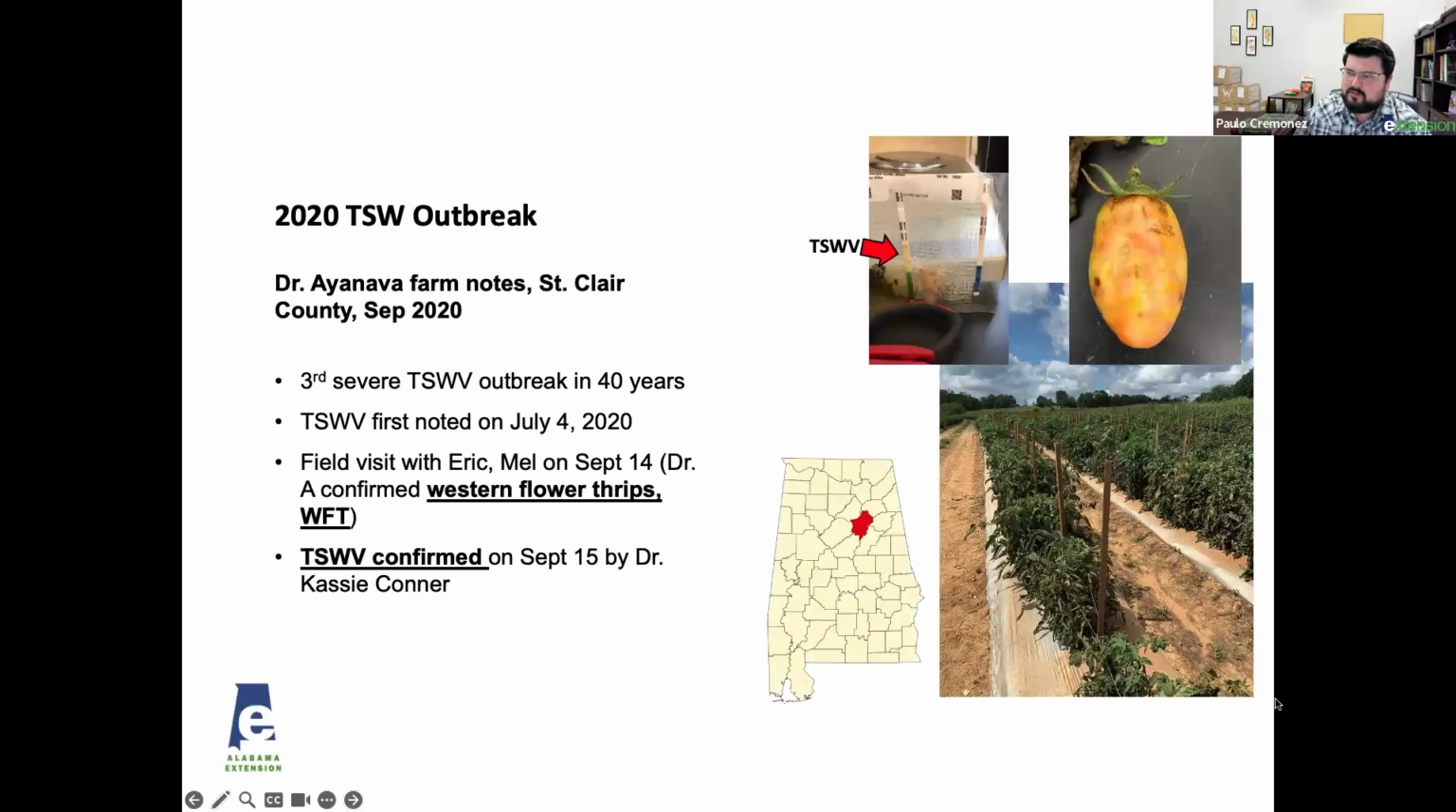In 2020, we had a severe tomato spotted wilt disease outbreak here. These are from farm notes from Dr. Ayanava from this area in Alabama. It was the third severe tomato spotted wilt virus outbreak in 40 years. It was first noted in July of 2020 by Dr. Ayanava. During a field visit in September, they confirmed the western flower thrips were present in the area, and the virus was confirmed the very next day. So this is what they can cause, where both the fruits and the plants can be destroyed.